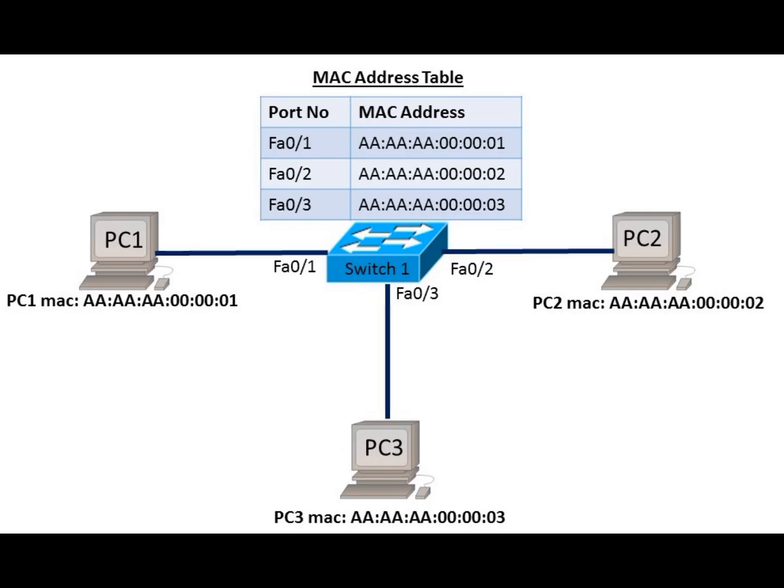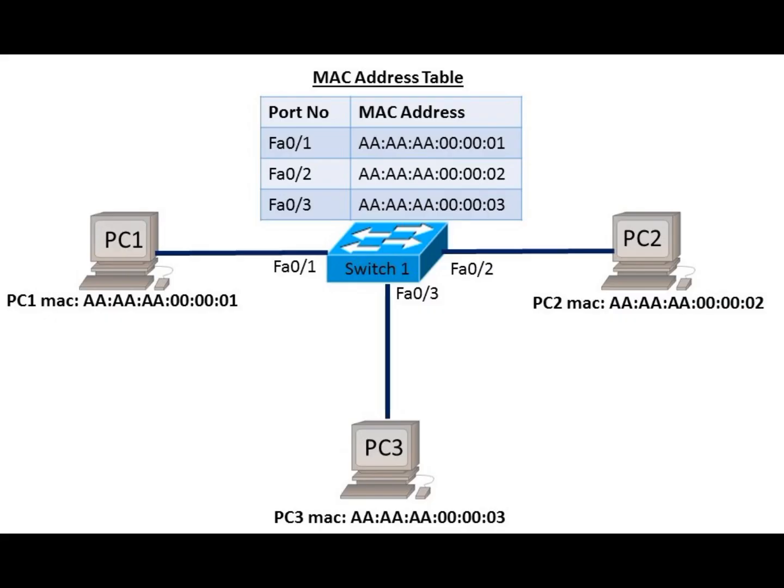In the process, MAC addresses are used to decide where to forward the frames. If the destination MAC address is in the table, the switch will forward the frame out of the specified port. But if the destination MAC address is not in the table, the switch will forward the frame out all ports except the incoming port.